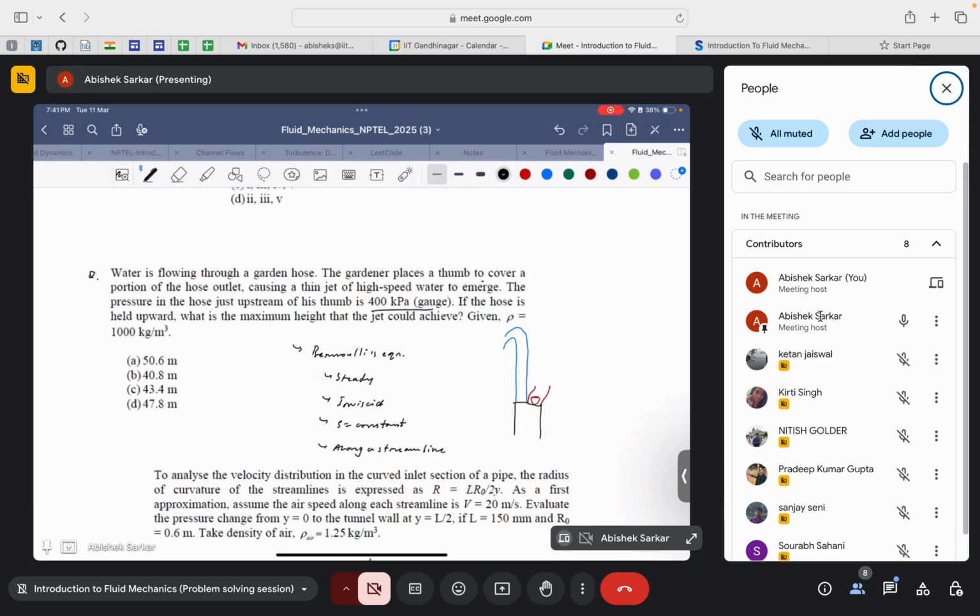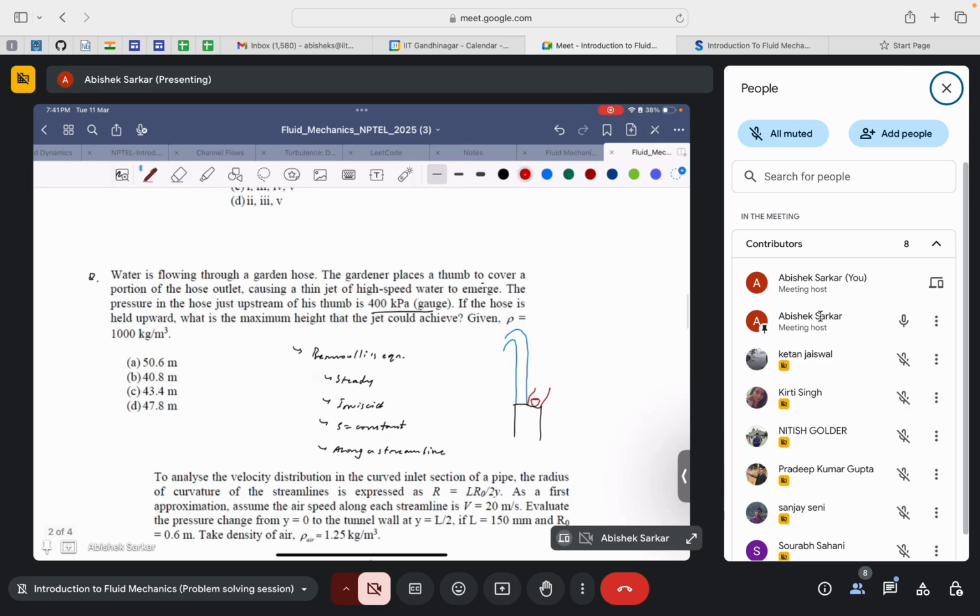Okay, so it is mentioned that the pressure just upstream of the thumb, so not to be confused, it is the thumb. This is the pipe or hose. So the pressure just upstream is 400 kilopascal, gauge pressure. You need to find the maximum height up to which the water can reach.